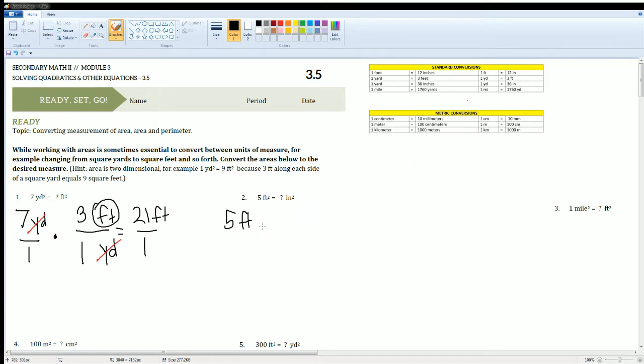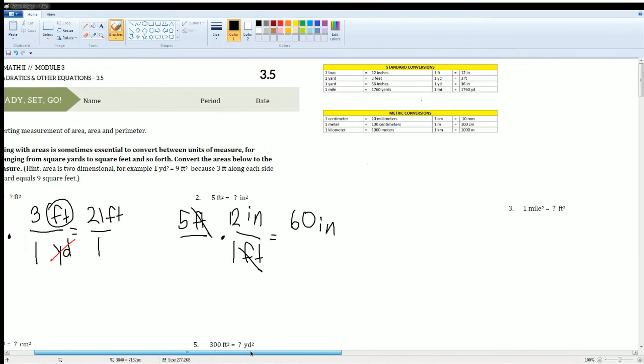All right, next one, 5 feet squared is equal to blank inches squared. All right, so here, what do we want on the bottom? We want feet, and on top is what we want, which is inches. All right, we're going to multiply, of course. How many feet and how many inches? We know that 1 foot is equal to 12 inches. So 12 inches, 1 foot. Multiply this across. 5 times 12 is 60. And feet cancels out, leaving you with inches.